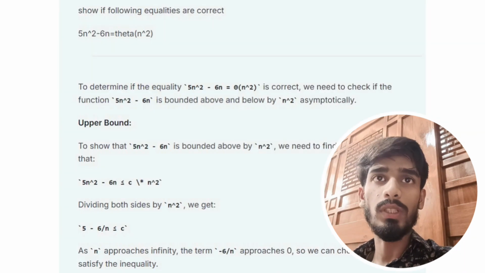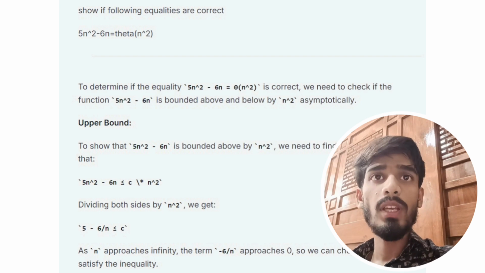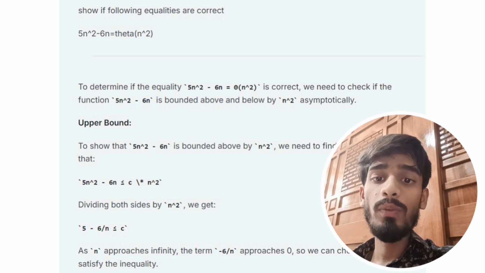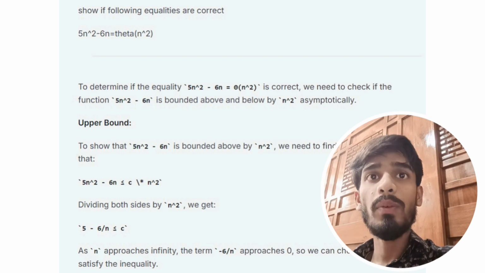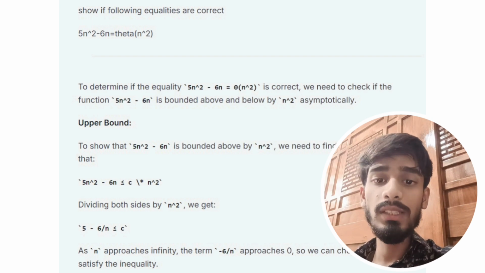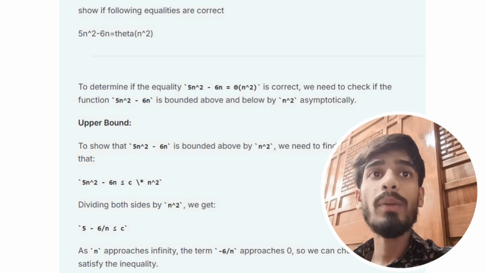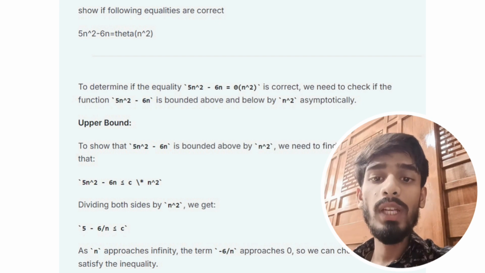So the second question. In this, we are going to determine if the equality of 5n square minus 6n is equal to theta of n square. Is it correct or not? In this, we need to check if the function 5n square minus 6n is bounded above and below by n square asymptotically.